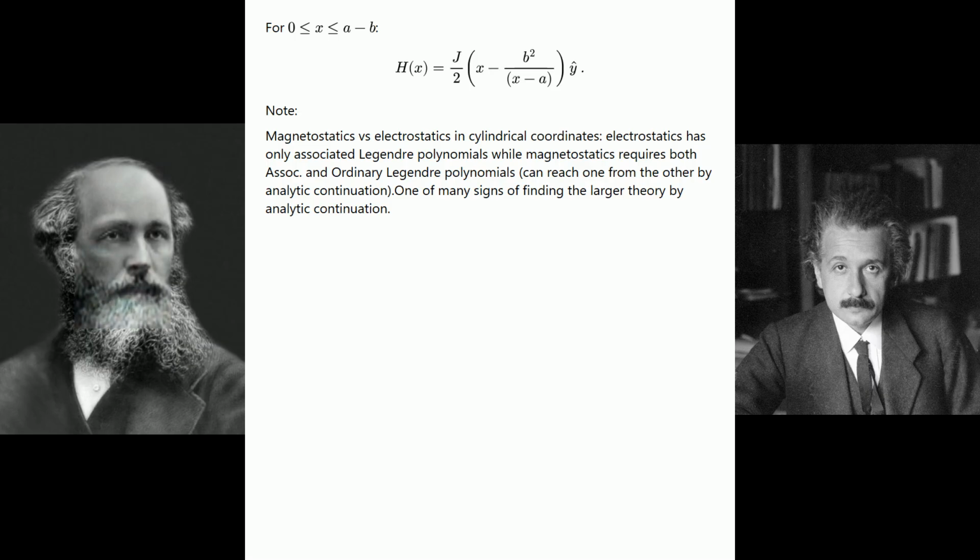Note: magnetostatics versus electrostatics in cylindrical coordinates. Electrostatics has only associated Legendre polynomials, while magnetostatics requires both associated and ordinary Legendre polynomials. One can reach one from the other by analytic continuation, one of many signs of finding the larger theory by analytic continuation.